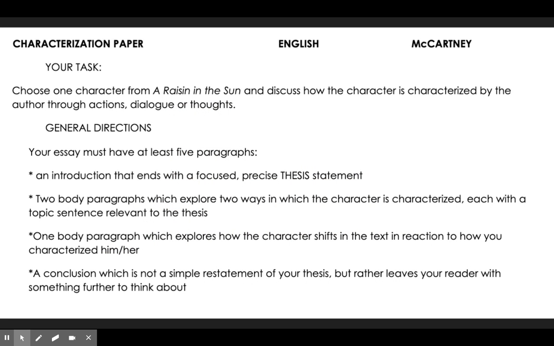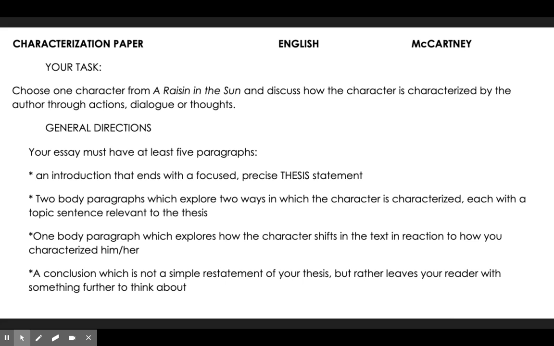So in the Google Classroom, I'm going to post the actual assignment, which looks something like this, right? It says choose one character from Raisin in the Sun and discuss how the character is characterized by the author through actions, dialogue, or thoughts. So the essay is going to be 5 paragraphs, right? So an introduction that ends with a focused, precise thesis statement. 2 body paragraphs, which explore 2 ways in which the character is characterized, each with a topic sentence relevant to the thesis. 1 body paragraph, so this will be your 3rd body paragraph, which explores how the character shifts in the text in reaction to how you characterized him or her, and then a conclusion.